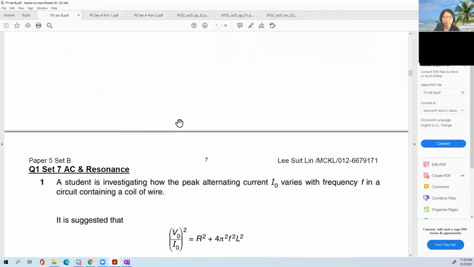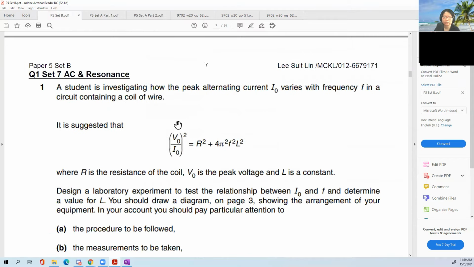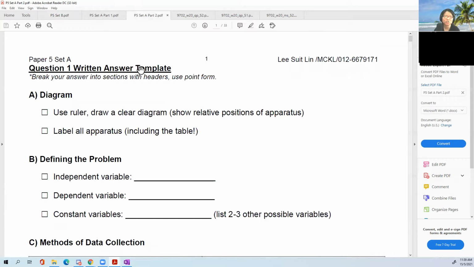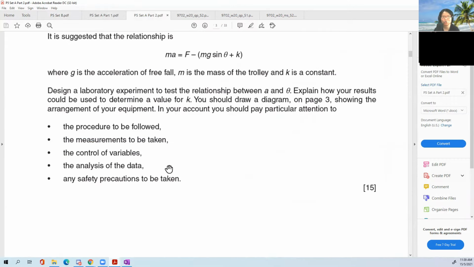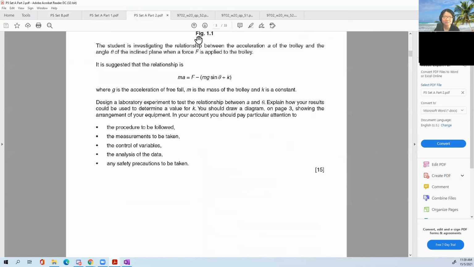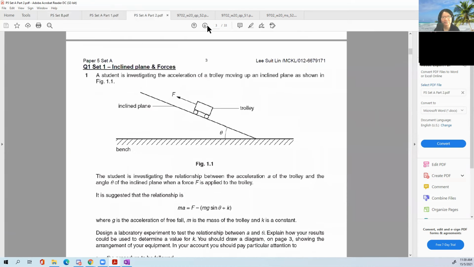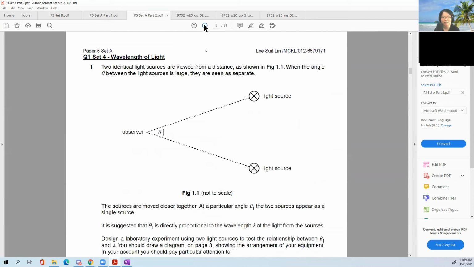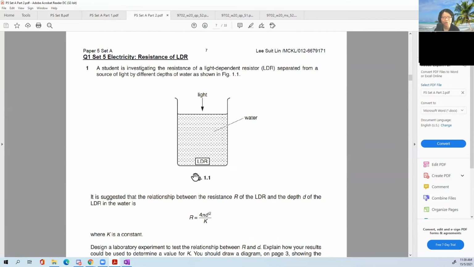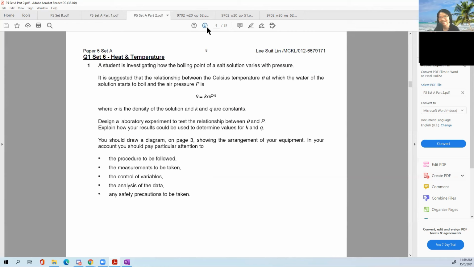So you just gotta go and, this is generally, right, if you look at my compilation of set A and set B, it should be enough for you to do most of the questions. Because I compile a variety. There's kinematics here, and then there's some weird Young modulus. Then got wavelength of light. I will give you the year later. Then this one got LDR. Why no equation? Why no diagram?